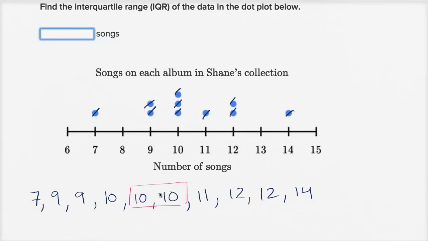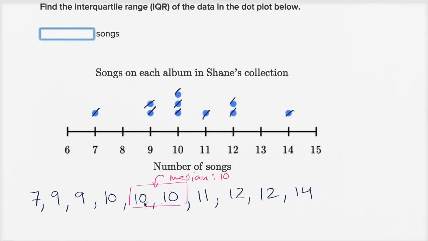And since I'm calculating the median using 2 numbers, it's going to be halfway between them. It's going to be the average of these 2 numbers. Well, the average of 10 and 10 is just going to be 10. So the median is going to be 10.